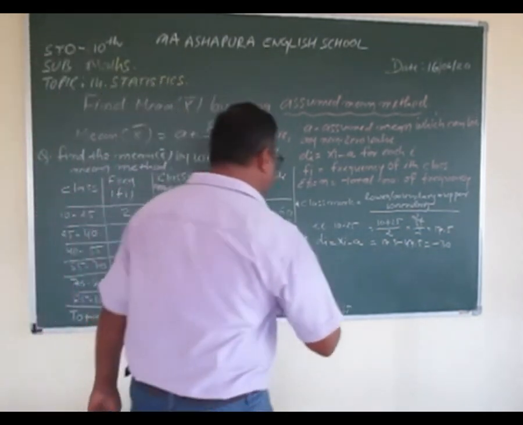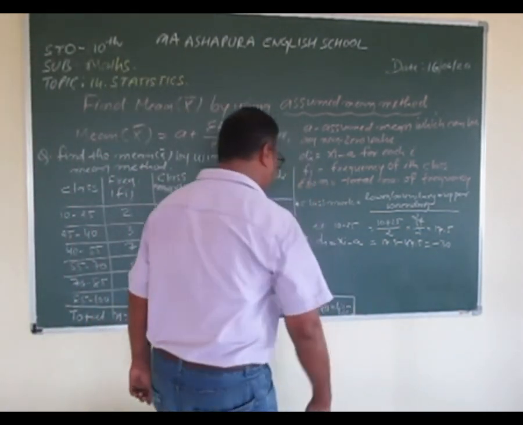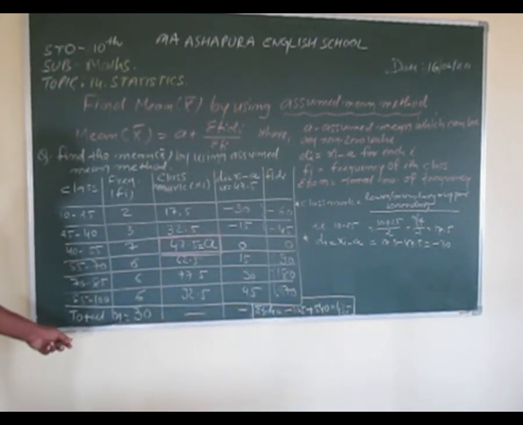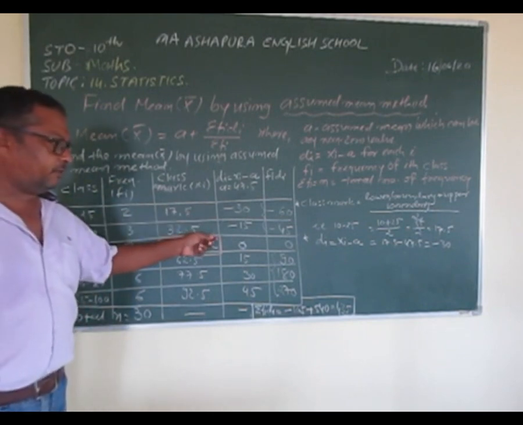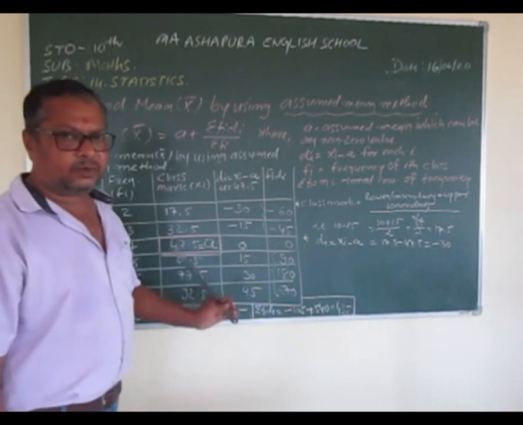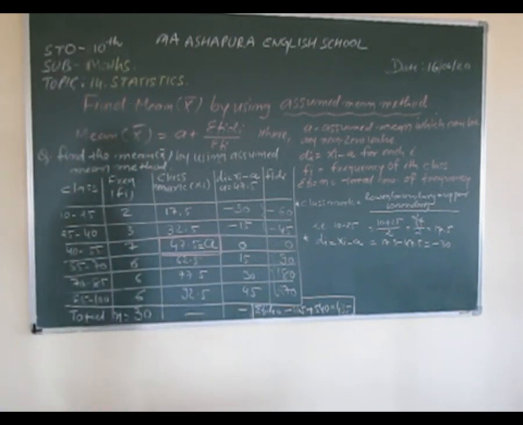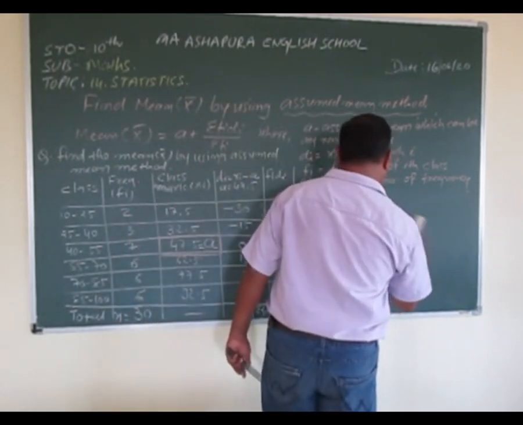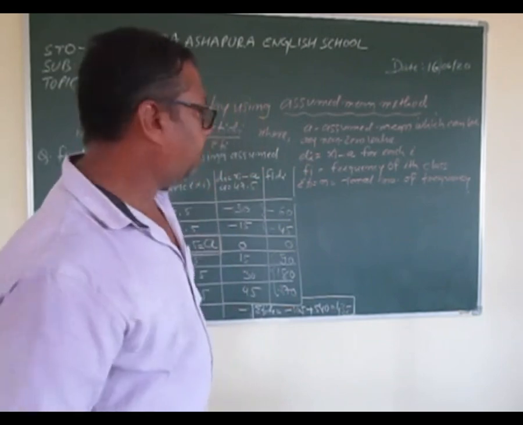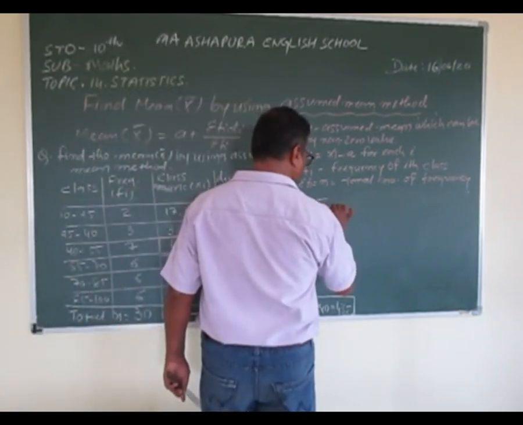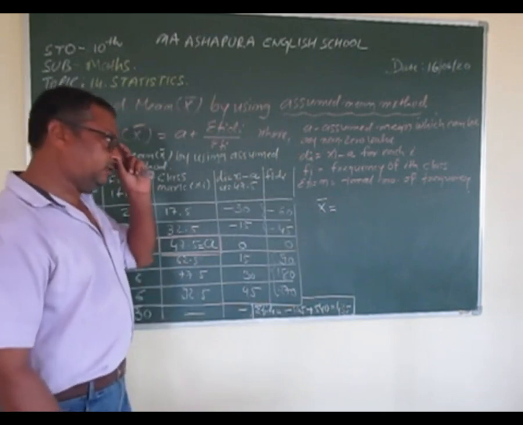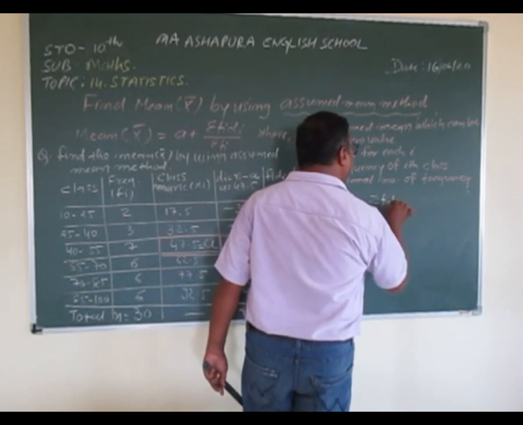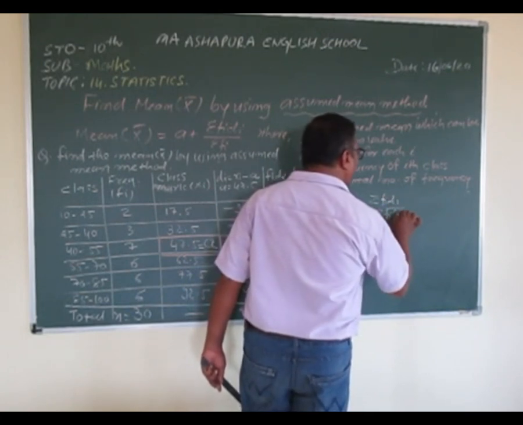So our tabulation work is over now. We find all required terms. Sigma fi or n is equal to 30. Assume mean A is equal to 47.5 and sigma fi di is equal to 435. Now final calculation, to find the mean. Formula is x bar is equal to A plus sigma fi di upon sigma fi or n.